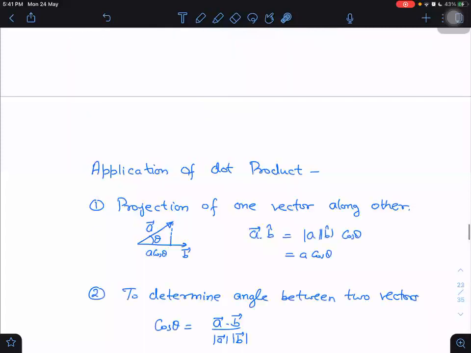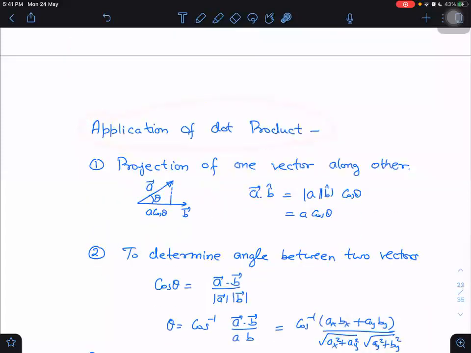Okay. Then applications of dot product I can take tomorrow. So I think I can end it here now. Okay. Okay, sir. Let us end it here.